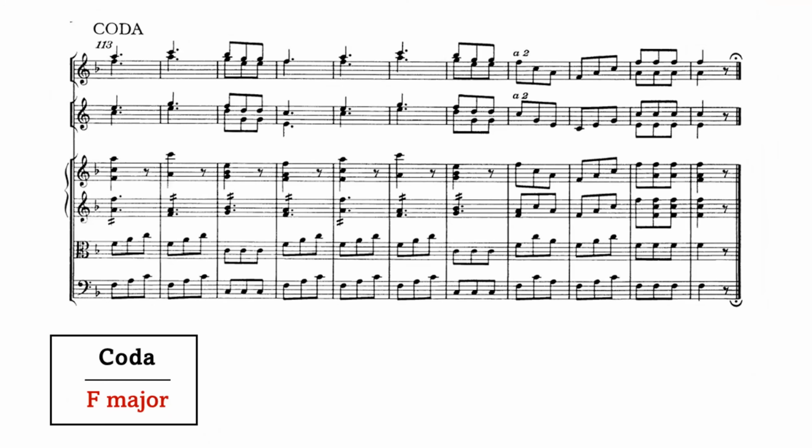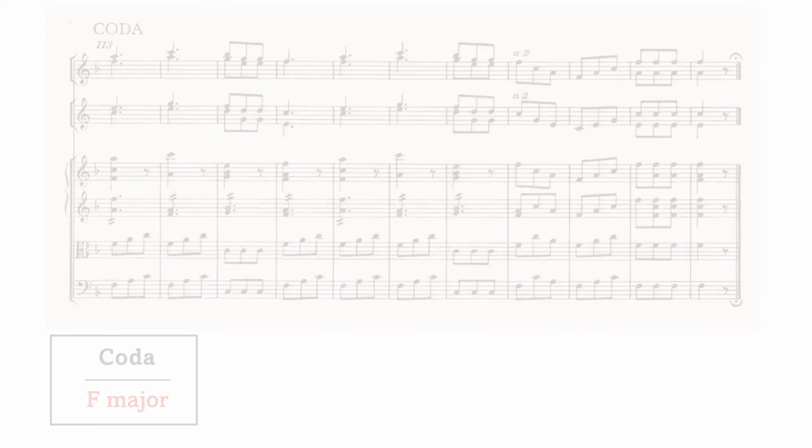And right before the end of the movement, after the third restatement of the refrain, Mozart introduces this brief coda to bring the work to a more conclusive ending. Now, let's see how this all works together.